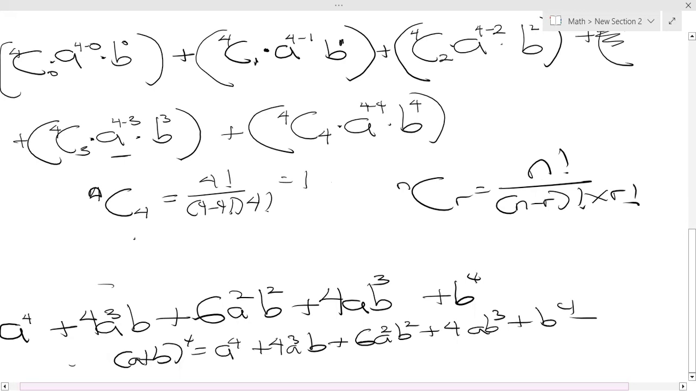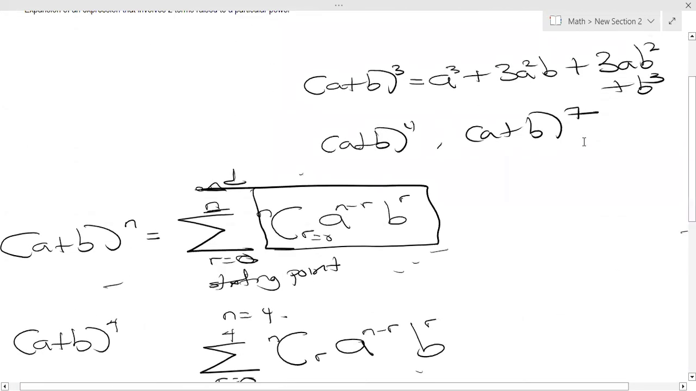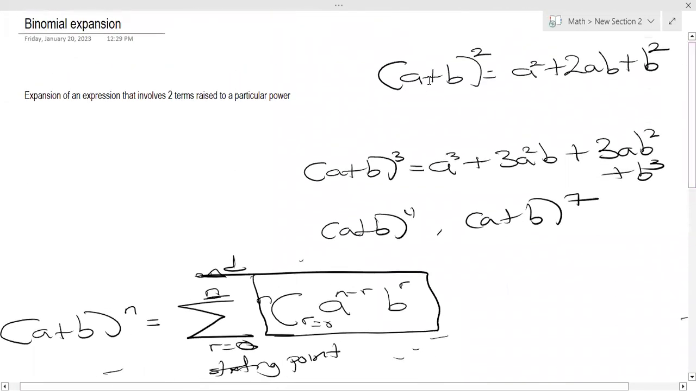So this is something you can use to check if you're correct. In that example, we raised it to the power 4, so we expect to have 5 terms. If I go back up, when I wrote (a + b) raised to the power 2, you can see we had 3 terms. That's 2 plus 1, 3.